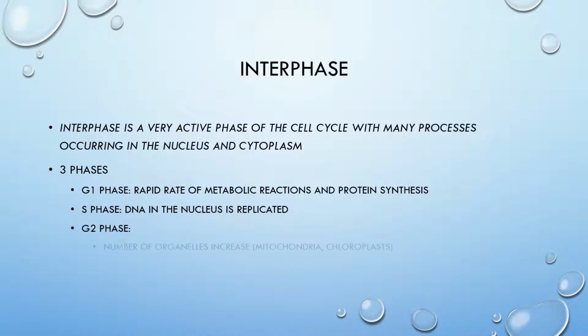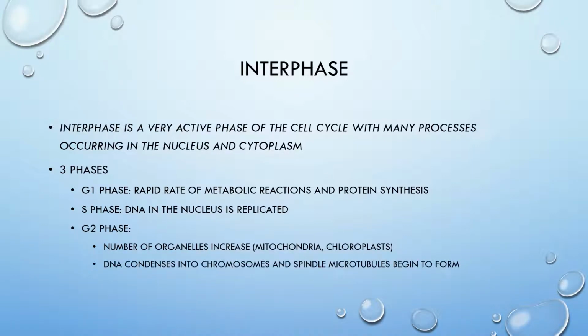In the G2 phase, a number of organelles increase, and DNA condenses into chromosomes and spindle microtubules begin to form, basically getting the cell ready for cell division, because the number of organelles must increase: if a cell is divided in two, there must be an abundant amount of organelles in both cells, not just one.